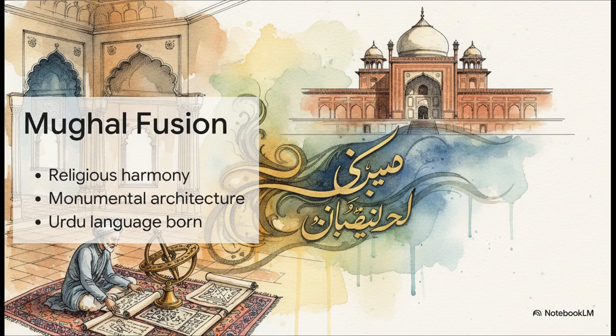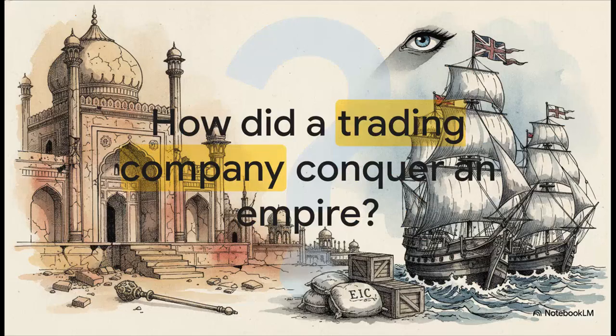But it wasn't just buildings. There was a massive educational boom with madrasas teaching math, astronomy, and philosophy. And culturally, this era gave birth to the Urdu language, a beautiful, living testament to the fusion of different traditions. But, as history always shows us, no golden age lasts forever. Internal strife, weak succession, and outer rebellions started to fracture the great Mughal Empire.